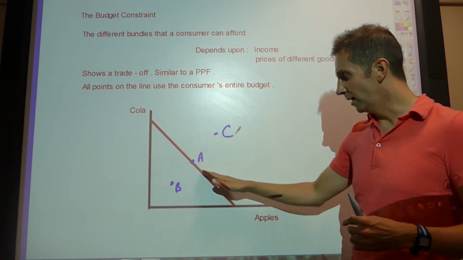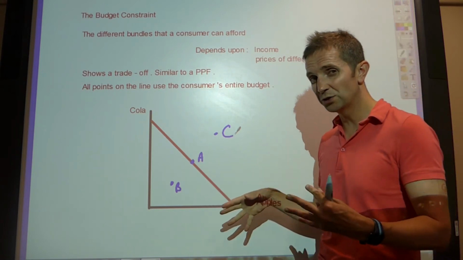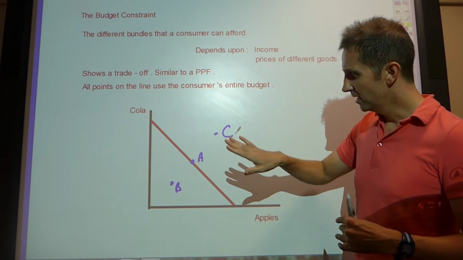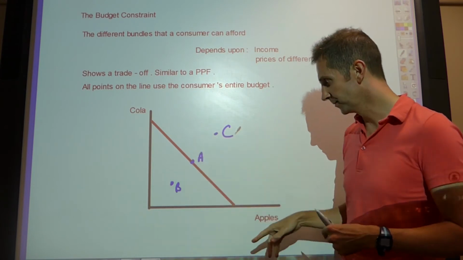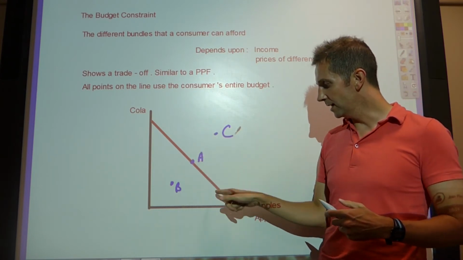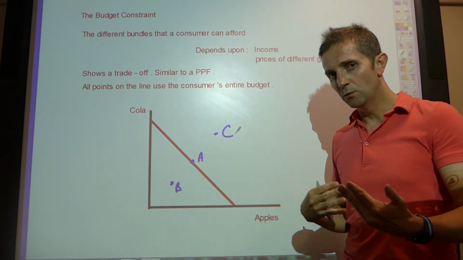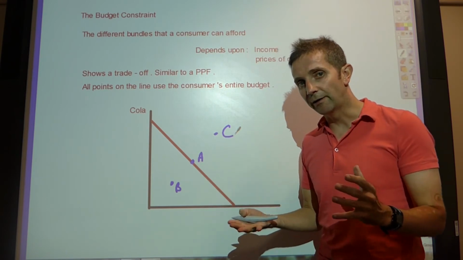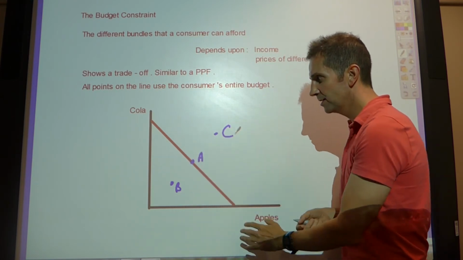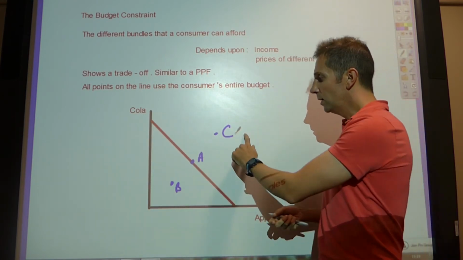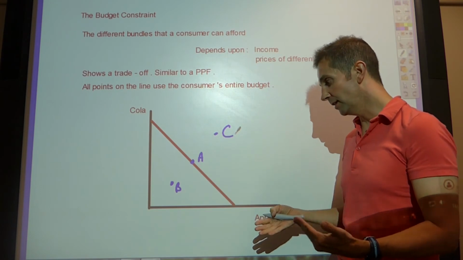Any point on this line means that the consumer, and remember it's the consumer we're talking about here rather than the economy as you would with a production possibility frontier, is spending their entire income, their entire budget. If we were at point A, the consumer's decision to consume this amount of apples and this amount of cola would mean spending their entire income. Point C, which you can see is well beyond this red budget line, would not be attainable for this particular individual given their current level of income.